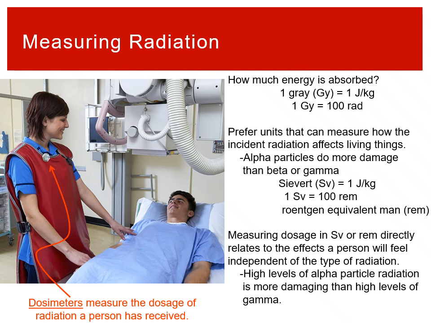You'll also notice she's wearing this red apron. That is lead. So she is blocking herself, protecting herself from ionizing radiation. Again, she's using X-rays in this context, so she's not wearing 4 inches of lead because they're not gamma rays. X-rays are easier to block.